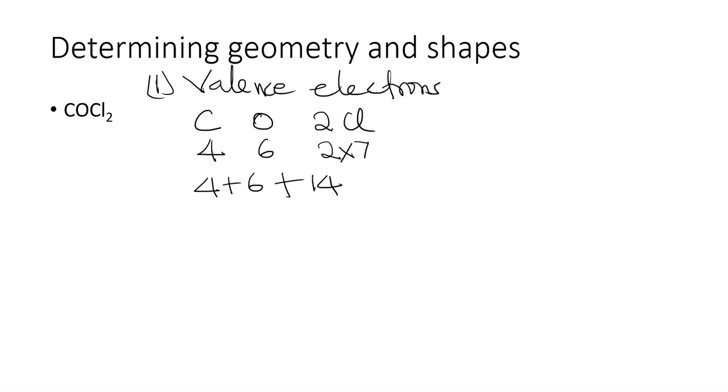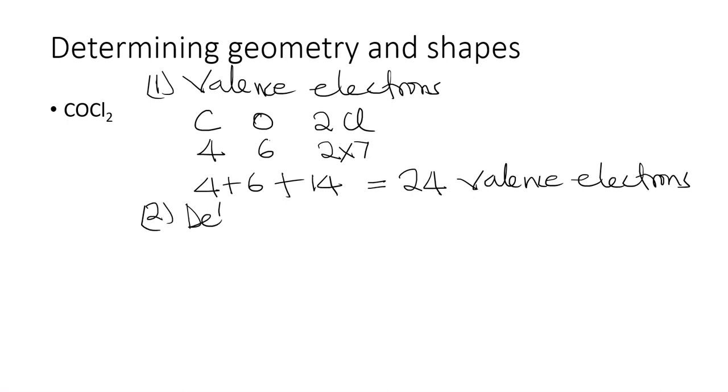This gives us 24 valence electrons. Now, once we do that, determine the central atom.